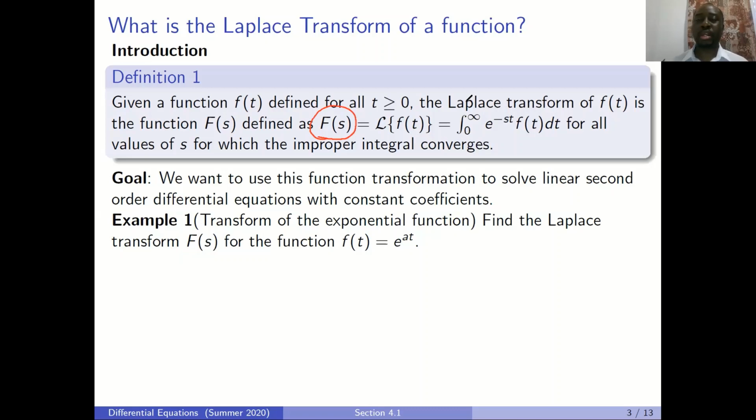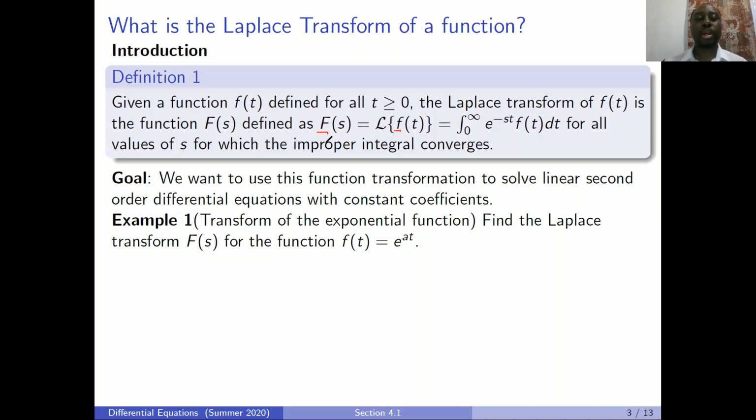If there's some value of s for which it approaches infinity, then that is not going to be in the domain of the Laplace transform. Now, conventionally, if we calculate the Laplace transform of a function little f, the transform is denoted by capital F. That is just the convention. So if your function is g, its transform is going to be capital G. We're going to use that convention throughout.